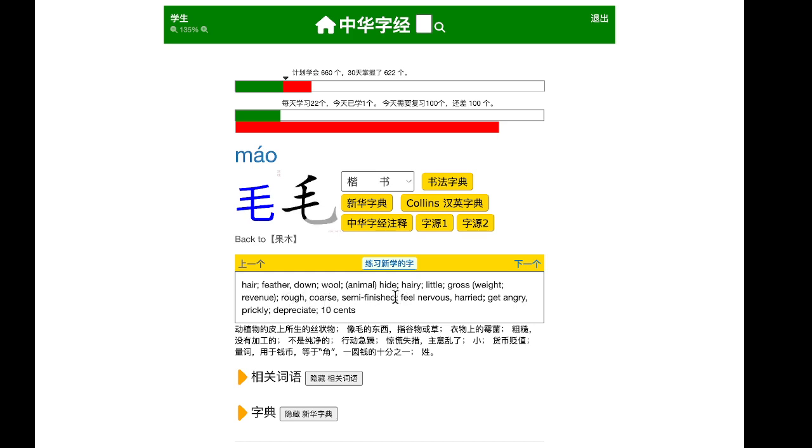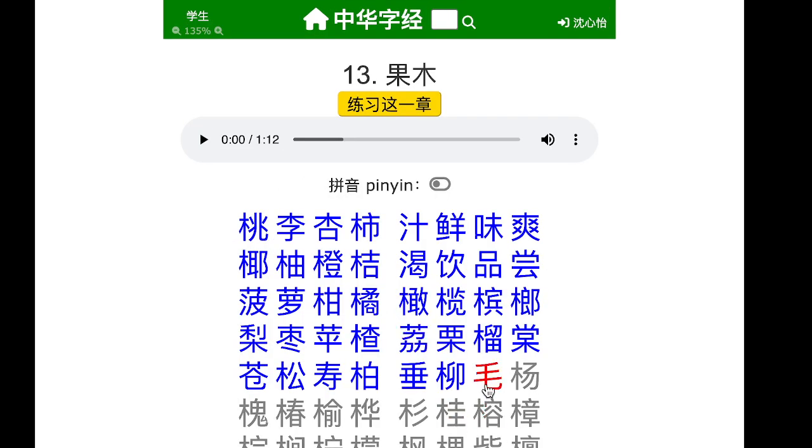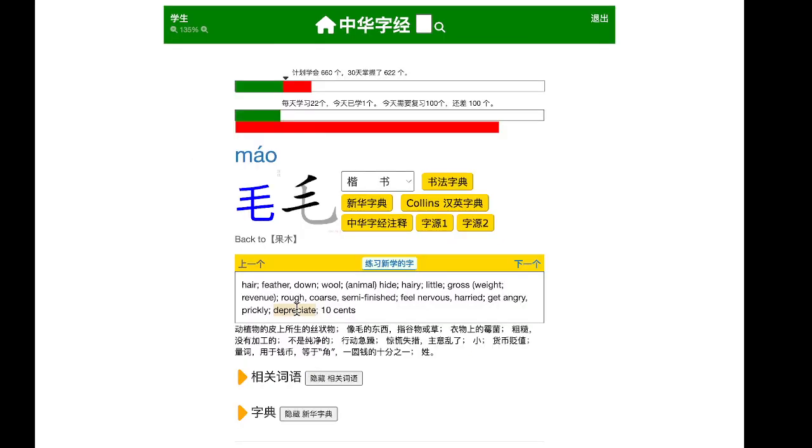It can also be to feel nervous or harried. If you get angry, like if you get your jimmies rustled, you feel prickly, you'd also use mao. Kind of frazzled and flustered, a little bit irritated, mao. Mao is also 10 cents. A dime is 1毛钱. Oh yeah, wait, I missed one. Mao also means depreciate. This is like your stocks, your shares in a company. When they depreciate in value, you'd also use mao.